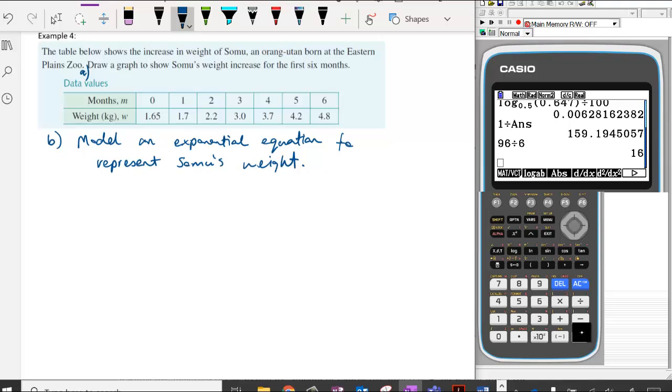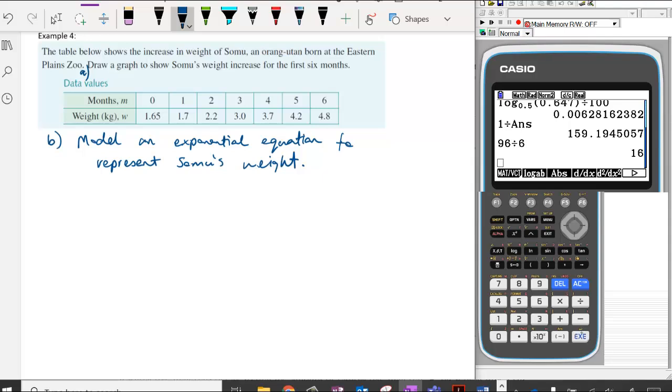So the question says the table shows the increase in weight of Samu, an orangutan, born at the Eastern Plains Zoo. And part A, we want to draw a graph to show Samu's weight increase for the first 6 months. And part B, we want to model as an exponential equation to represent Samu's weight.